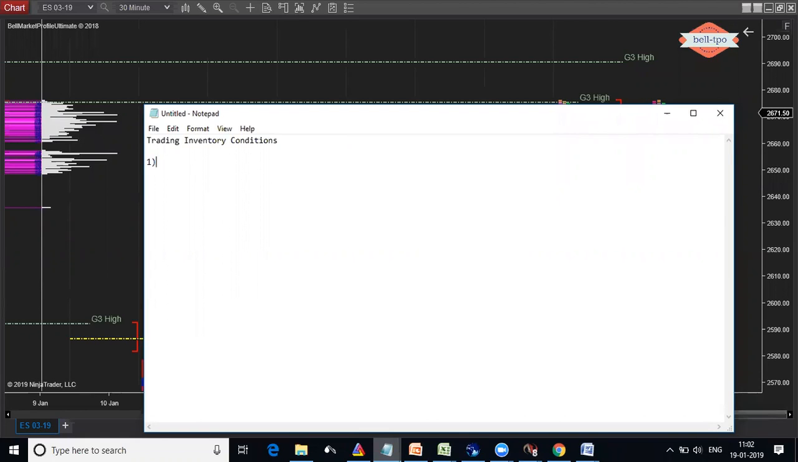Because without knowing the inventory conditions, we cannot talk about the intraday setups, and you cannot justify why it is happening. So let's get everyone on the same page. What are the ways an inventory can go long to too long?